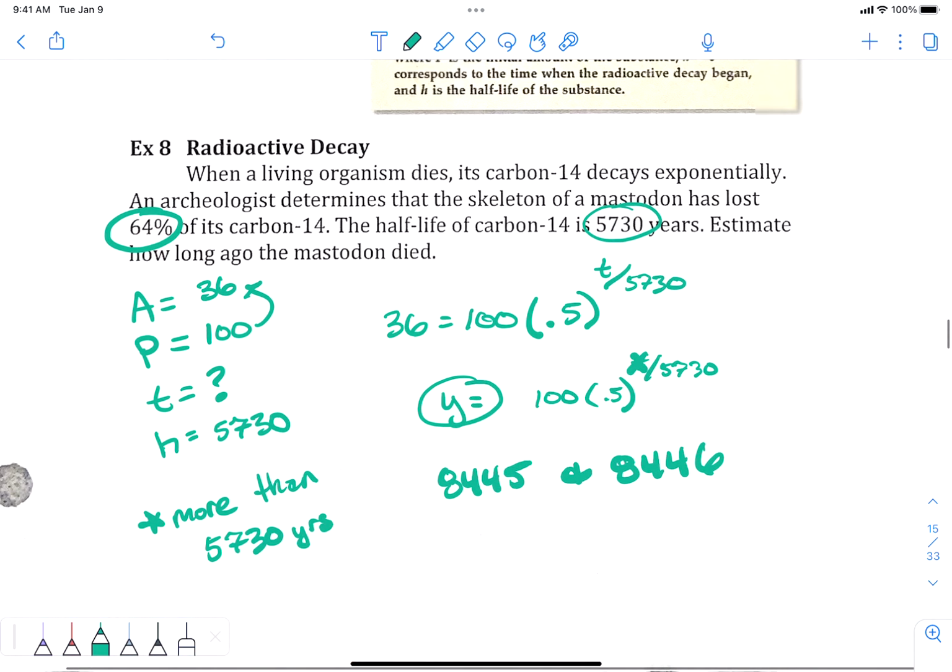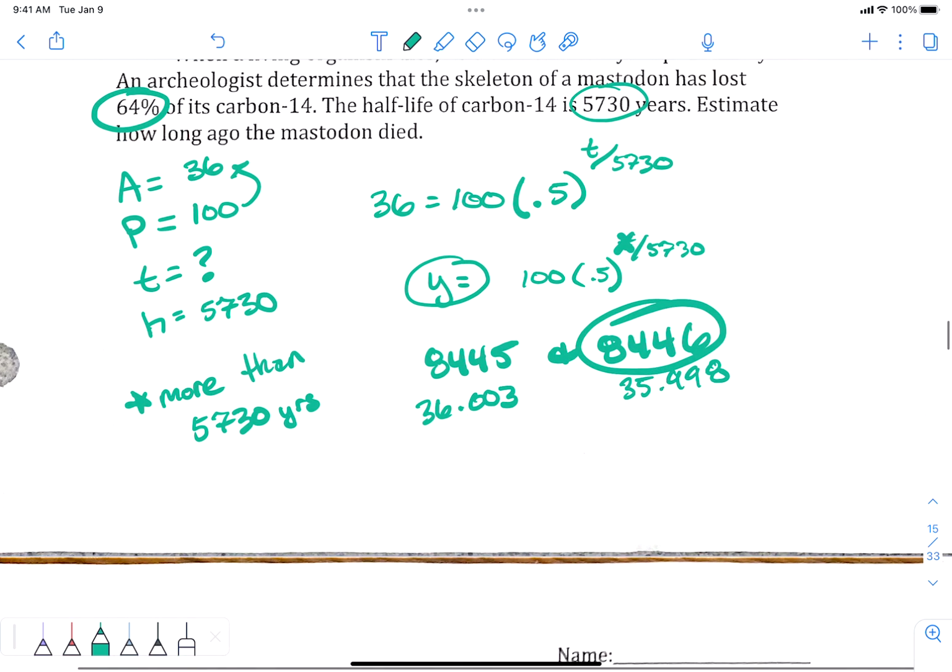So, estimate how long ago the mastodon died. Which one is closer? This one is 36.003, 8446. This one's 35.998. Which one's closer? 8446. So what does that mean? That's how long ago it died. The mastodon died about that many years ago. That's a long time. We're done.